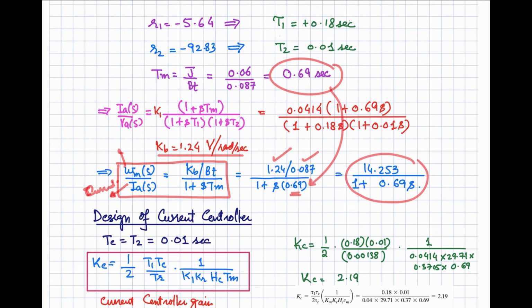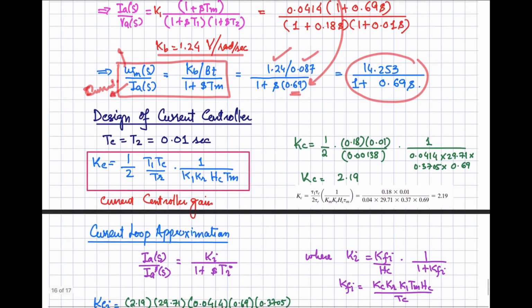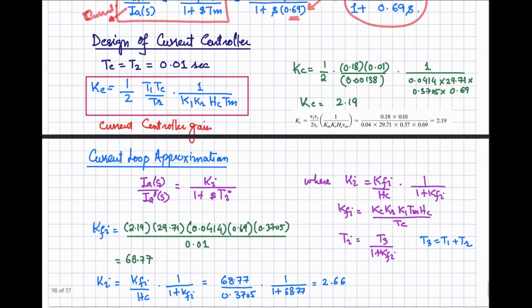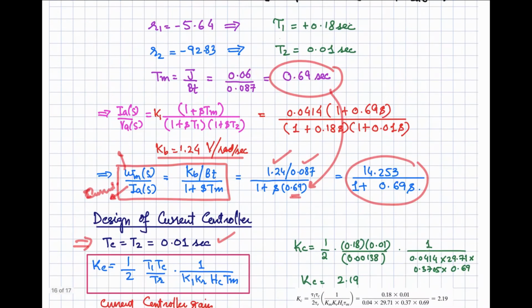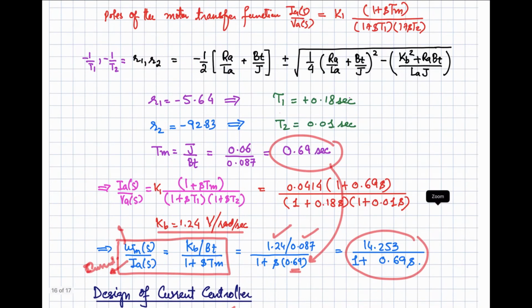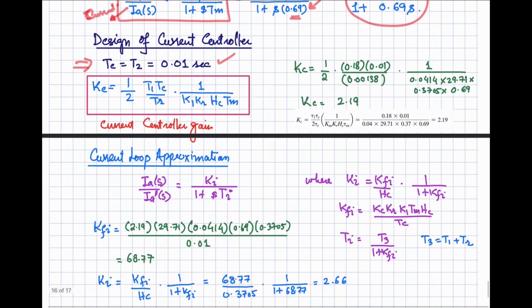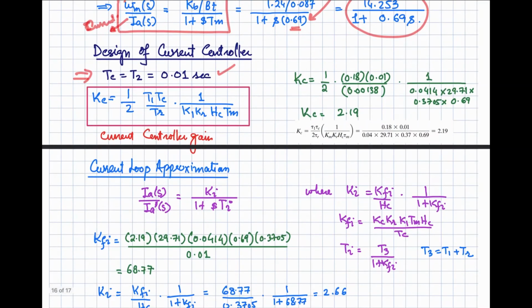Okay, so now let's come toward the design of the current controller. While discussing the current controller, we assumed that TC will be considered as T2. So with that assumption, TC is equal to T2, which is equal to 0.01 second, where we calculated this T2 over here, right? So the T2 will be given by this one, and then we can use the expression for the current controller.